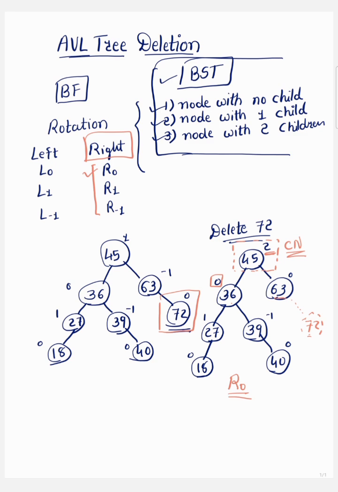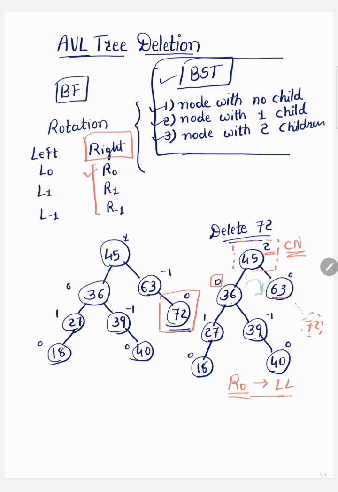You might be thinking, now this is one more new kind of rotation I need to learn, right? No, it's very simple. I'll give you the trick. R0 rotation is nothing but your LL rotation. So LL rotation means what? Whatever your critical node is, you need to rotate your critical node towards the right. That is your R0 rotation, or you can say simply LL rotation. Here your critical node is 45, so you need to rotate this 45 towards the right.